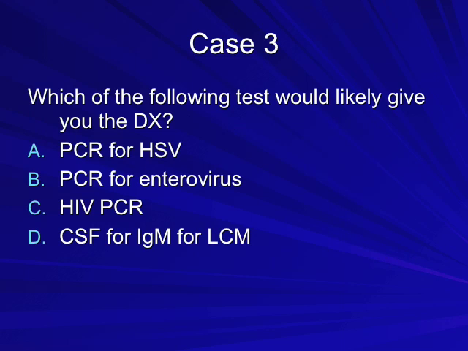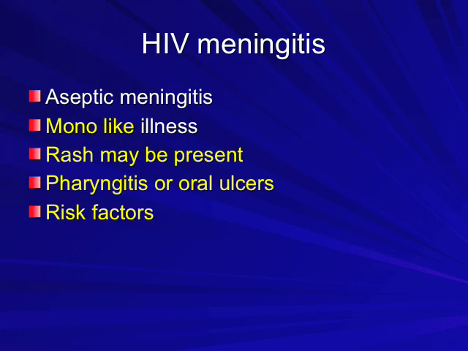So all these clues can point. And then you have a rash. You have lymphadenopathy, and you have non-exudative pharyngitis. And why HIV PCR and not ELISA or Western blot? Because you don't have enough time to have antibodies to be detected. So this is the diagnosis of acute retroviral syndrome, HIV PCR. The other one may be negative. So again, mono-like illness, rash may be present, pharyngitis or oral ulcer, and risk factors.